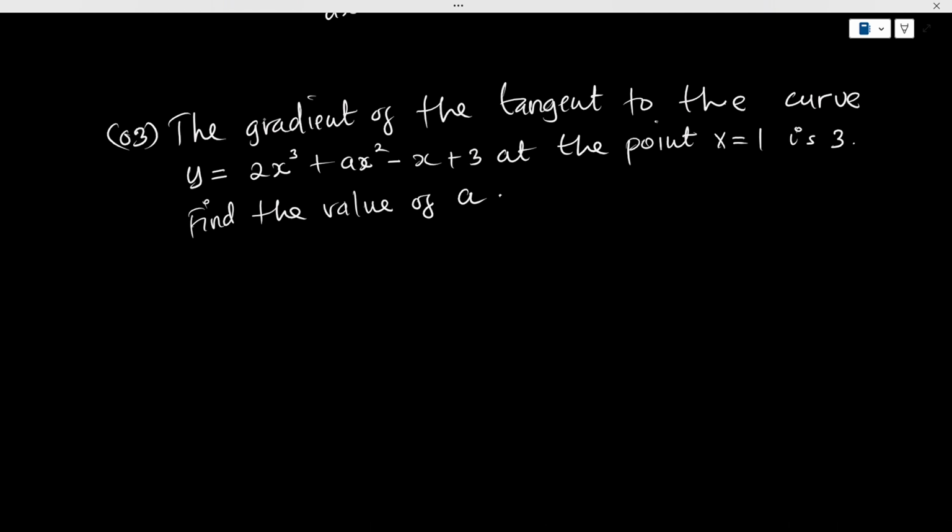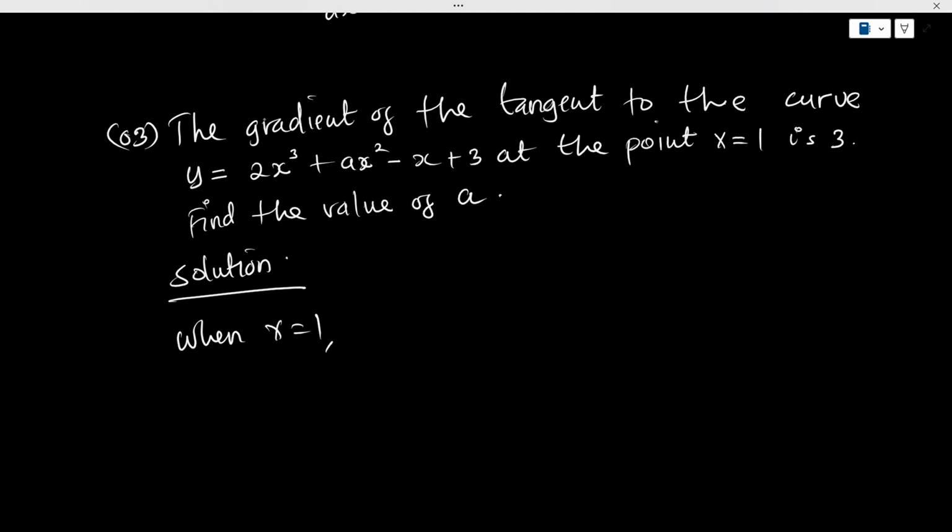It says the gradient of the tangent to the curve y equals 3x cubed plus ax squared minus x plus 3 at the point x equals 1 is 3. Find the value of a. So our solution is going to look like this.